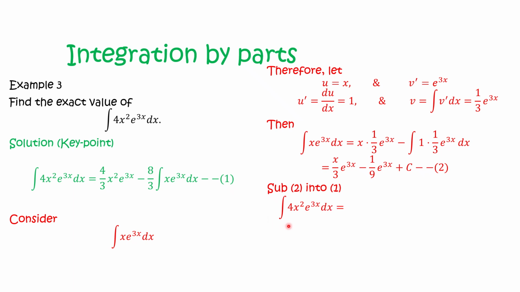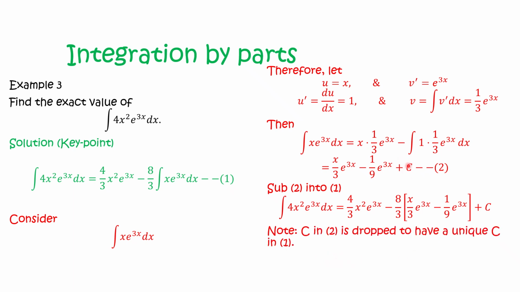Now, substituting equation 2 into equation 1, remember our equation 1 is on the far left. We are going to replace the integral of x times e to the 3x dx with what we obtained in equation 2, so that we have that bit over here in square bracket or parenthesis. And take note, the c in 2 is dropped so that we have a unique c in 1.